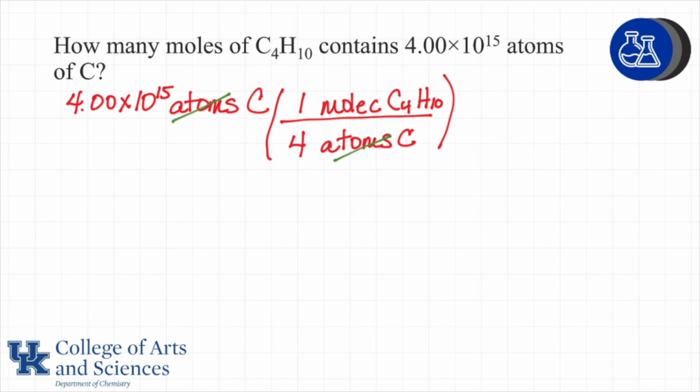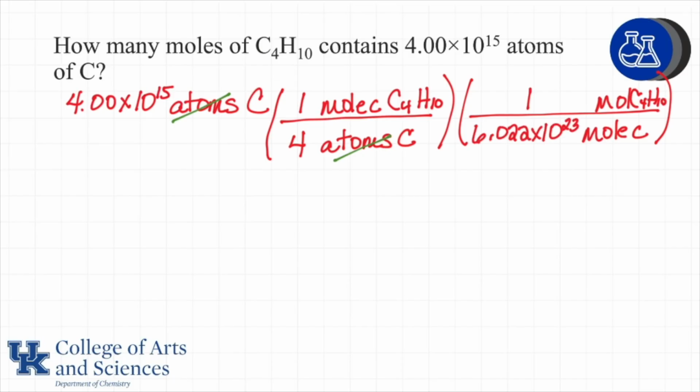Now I want to go one more step. I want to get from molecules to moles. Therefore, molecules has to go on the bottom of the next step, and I know a relationship between molecules and moles, so I can plug in those values. 1 mole of C4H10 has 6.022 times 10 to the 23rd molecules. Molecules cancel out, and my units that I'm left with are moles of C4H10, so I can do the math.